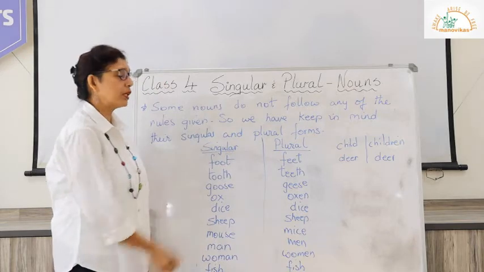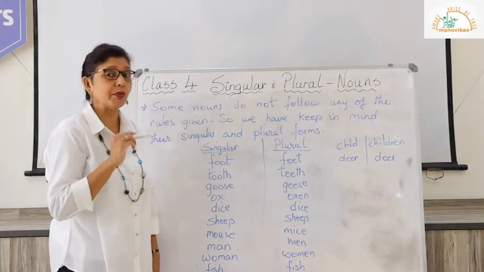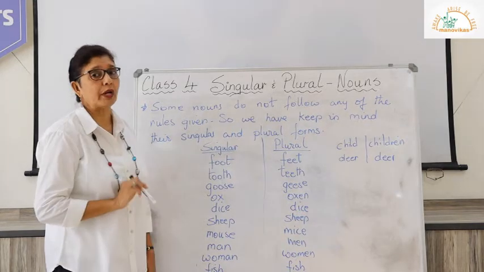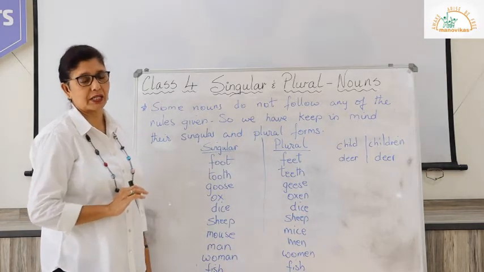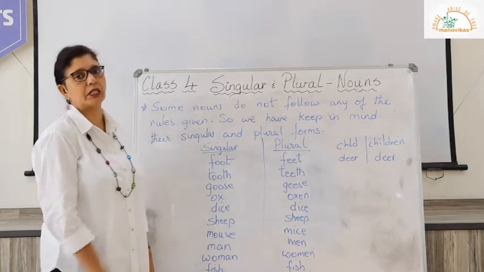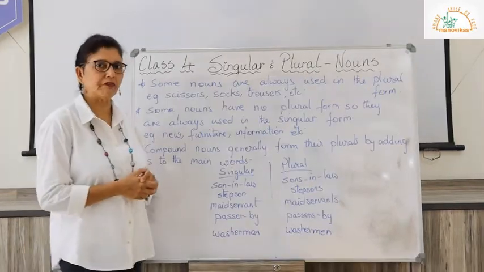So these are the nouns that you have to remember, because they do not follow any of the rules that we have done earlier. They just have their own plural form and their own singular form. So let us see a few more rules.